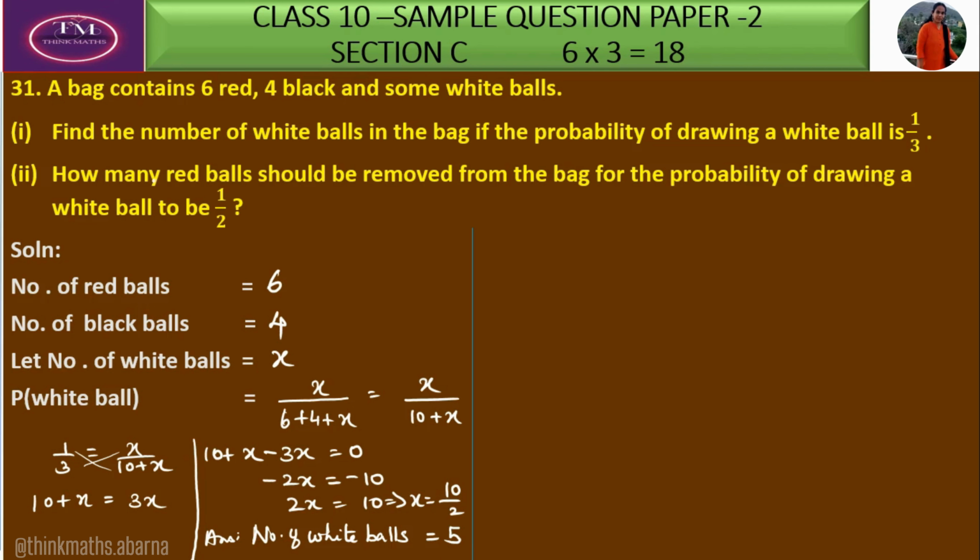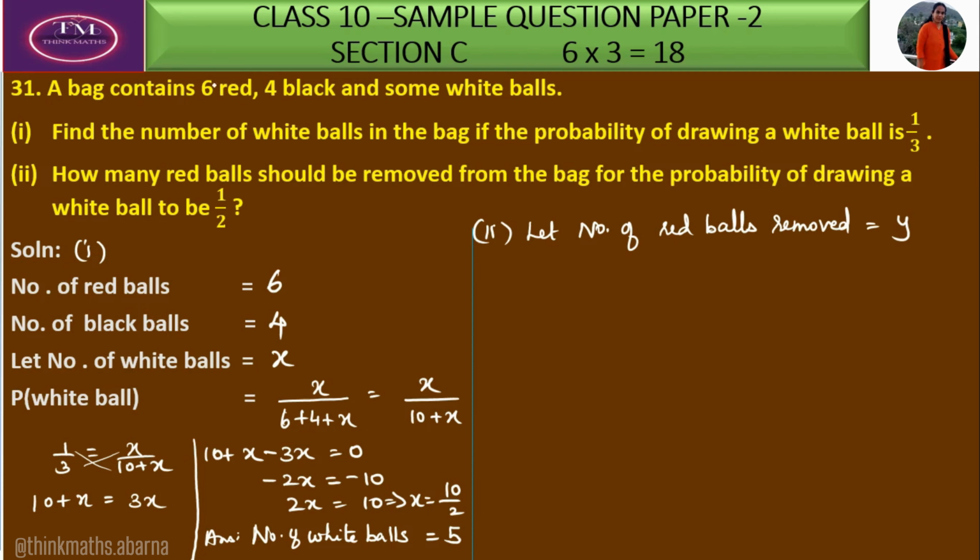In the same way, we have to find how many red balls should be removed from the bag for the probability of drawing a white ball to be 1 by 2. So we have to remove red balls to get the probability of a white ball as 1 by 2. This was the first question's answer. For the second question, let the number of red balls removed be y. So some y red balls are removed.